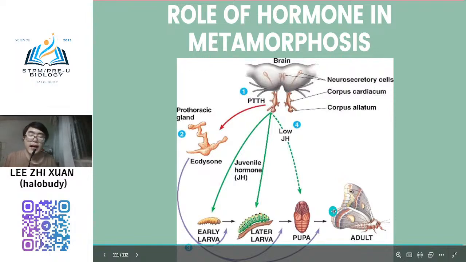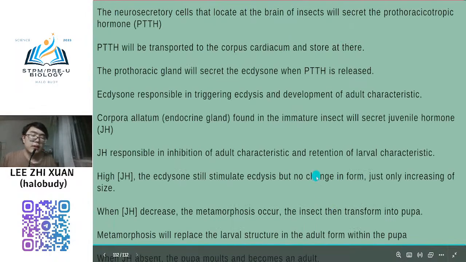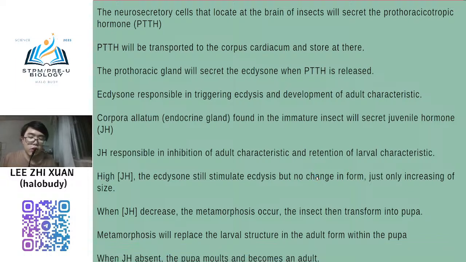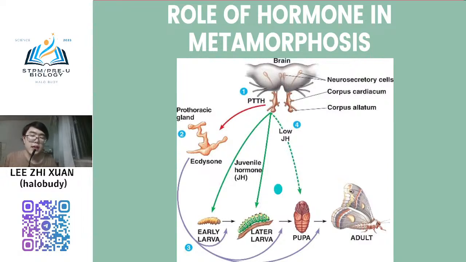So at here, metamorphosis will replace the larval structure with the adult structure within the pupa, and when the JH is totally absent, the pupa will molt and become an adult, like a butterfly or moth. So this is all about the role of hormones in metamorphosis.